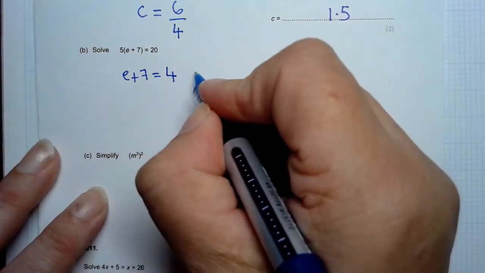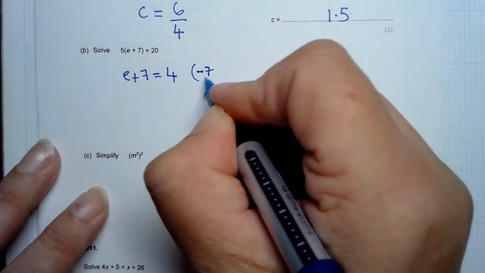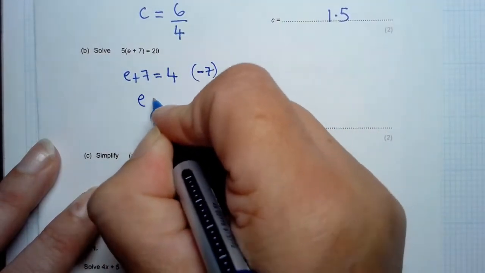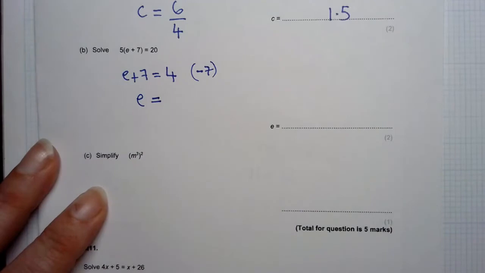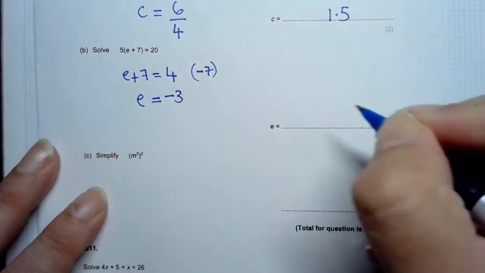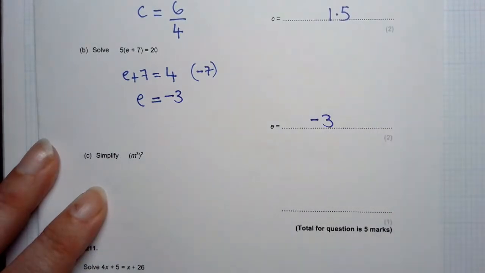At this point you can either subtract 7, it's probably the easiest way to do it. Remember that that's going to take you into a negative, so you're at 4, you take away 7, you get an answer of minus 3. So e is minus 3.